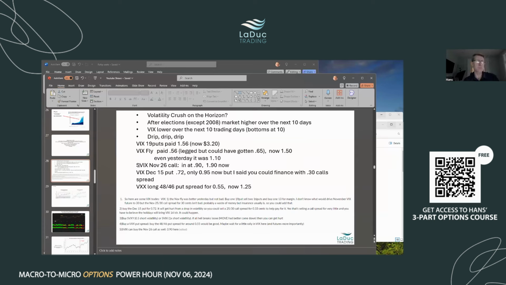And another trade I suggested was just an SVIX November 26 call. And those were 90 cents. Those are $1.90 now, I think, at the end of the day. So there were just so many ways. This VXX spread was 55 cents, $1.25 today. So there were so many ways to double your money and triple your money over the last little while. Of course, we needed the crush to happen, and you needed to make a call on that. But we need 3 crushes though, not just one.